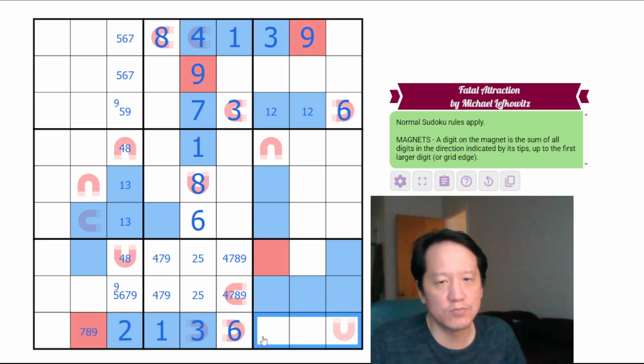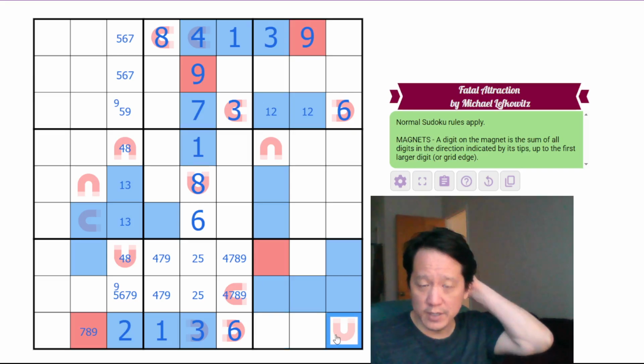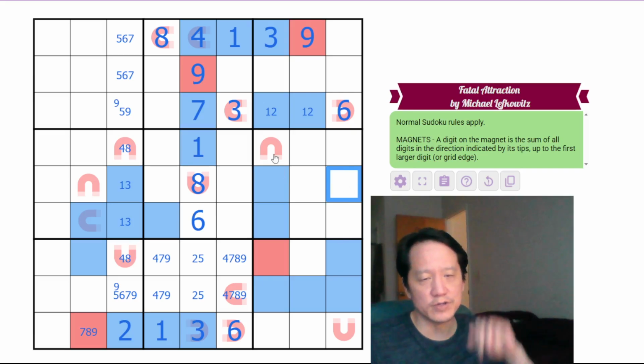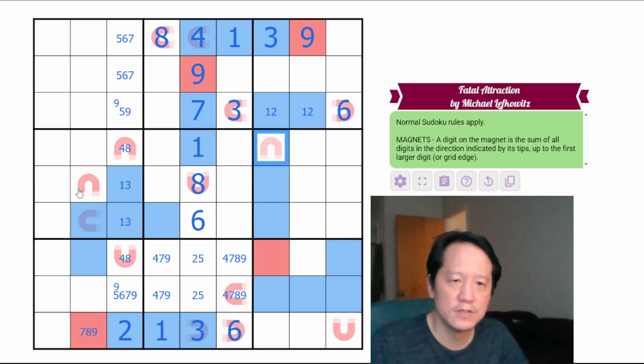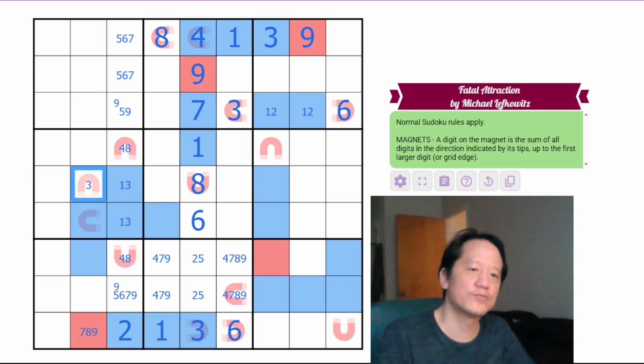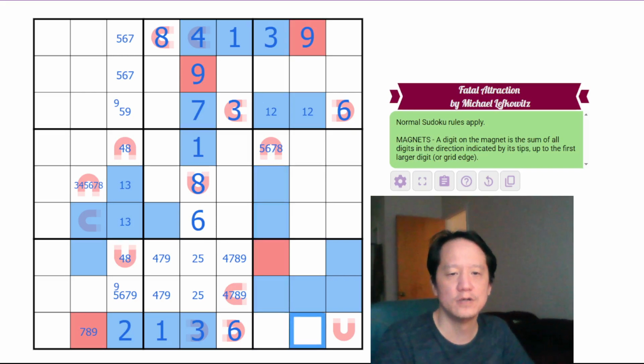Remaining digits in row... So this can't be 9 here because it has to have a digit that's greater than it. Same with this. Same with this, right? So an 8 can never appear on these magnets. So you could have 3 through 8 on all of these magnets. This can't be 3 because of 3 in the column. It cannot be 4 because 4 would require 1 and 3 to be there. This has to be 4, 5, 7, or 8.